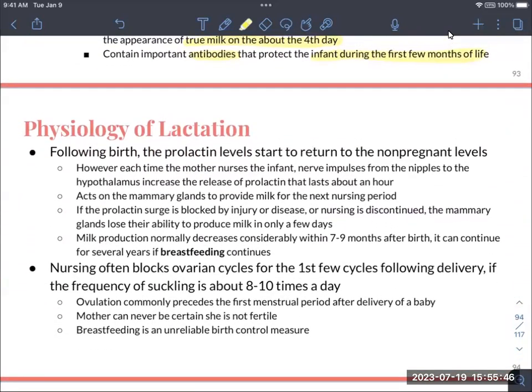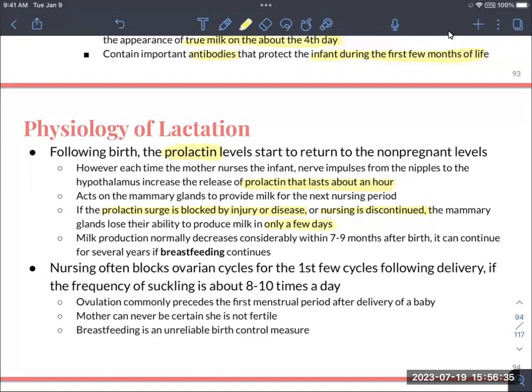Following birth, prolactin will start to return to its non-pregnant levels. In nursing mothers, every time the nipples get stimulated through suckling, prolactin is released, and that release lasts about an hour. It acts on the mammary glands to provide milk for the next nursing period, because the glands are already storing milk for the current one. If that prolactin surge is blocked because of some injury, or nursing is discontinued, the mammary glands will lose their ability to produce milk in only a few days. Doesn't take long.